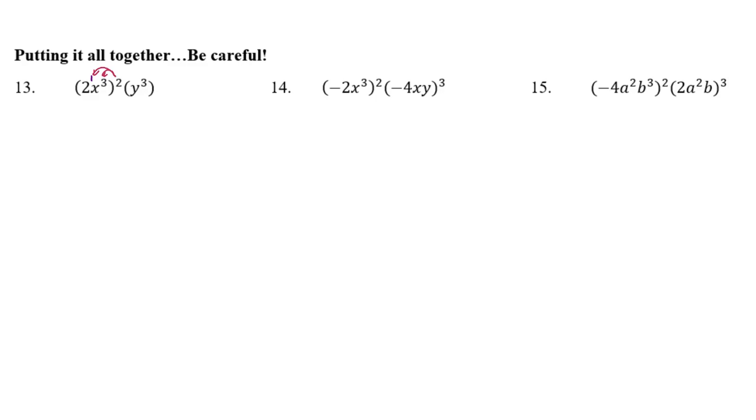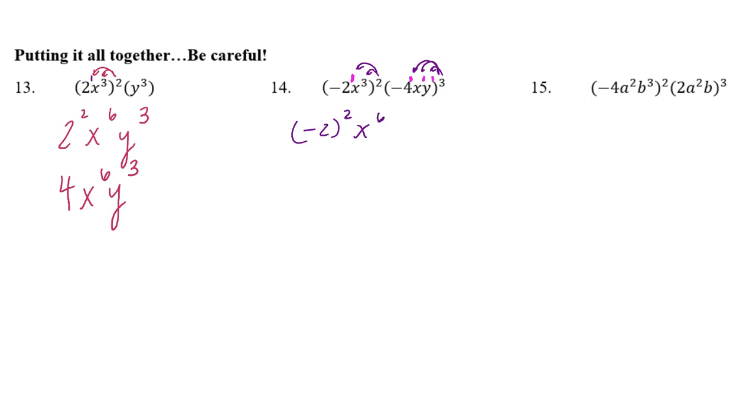There's nothing to distribute on the second set, so we get 2 squared, x to the 6th, y to the 3rd, and we can evaluate 2 squared and get 4, x to the 6th, y to the 3rd. On the next one, yet again, you want to make sure you share your exponents, or make sure everything on the inside has exponents first. Then we want to distribute. We've got to distribute twice. So we've got 2 different things to distribute. So I get (-2) squared, x to the 6th, (-4) to the 3rd, x to the 3rd, y to the 3rd.